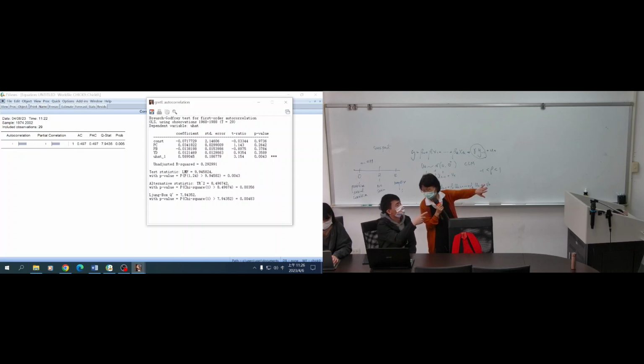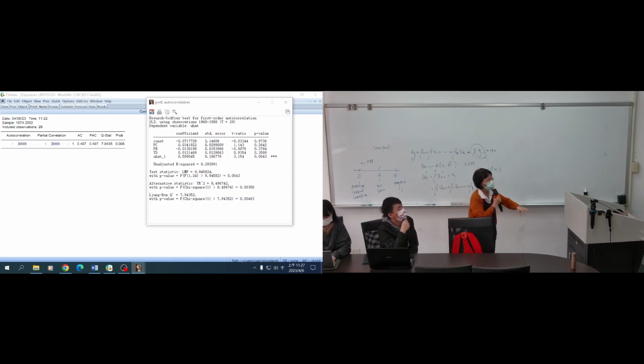From EViews, or how do we check? Okay, this is what we call the Q statistic, which is the same as this one, right? And did you see the probability? This is the Q test probability. This one is to 5 decimal places, this is 3 decimal places. So they're the same. Just round it up, 0.005. P-value.